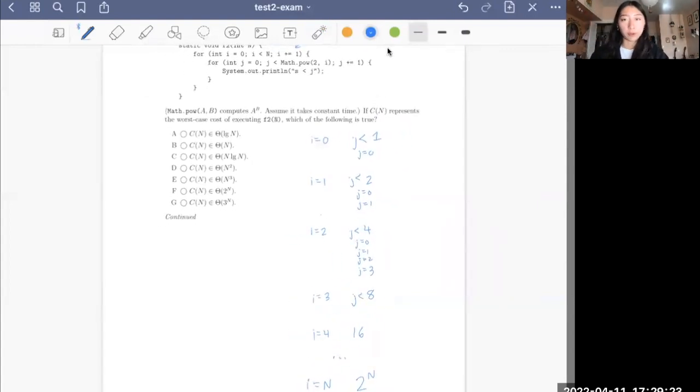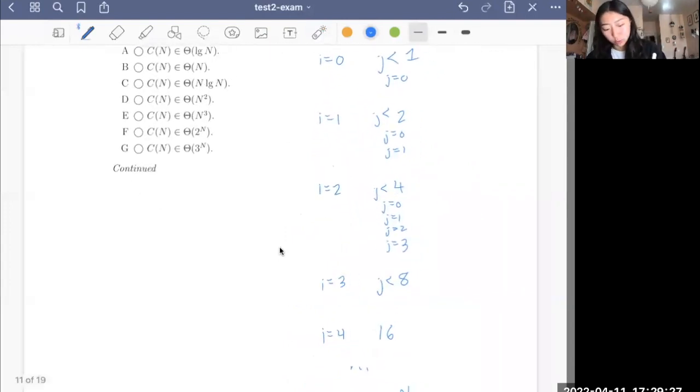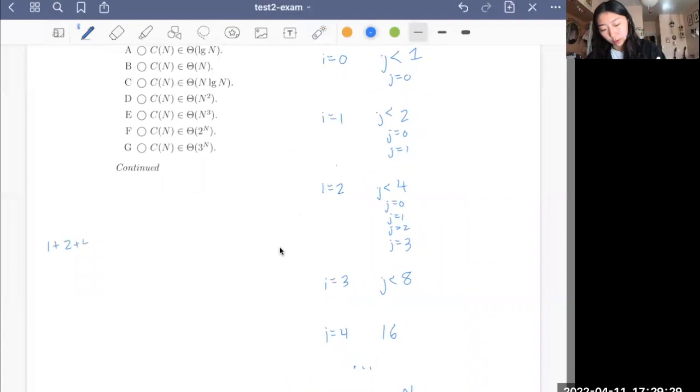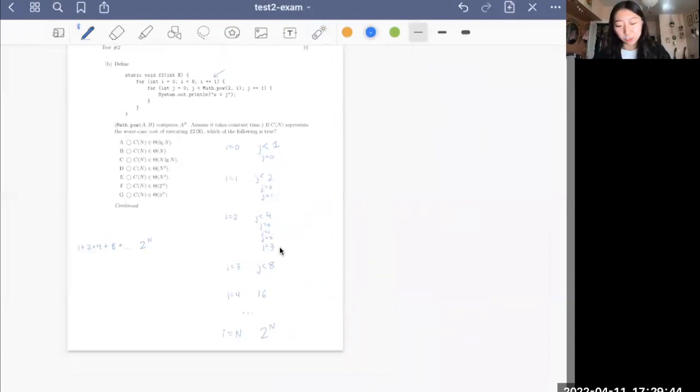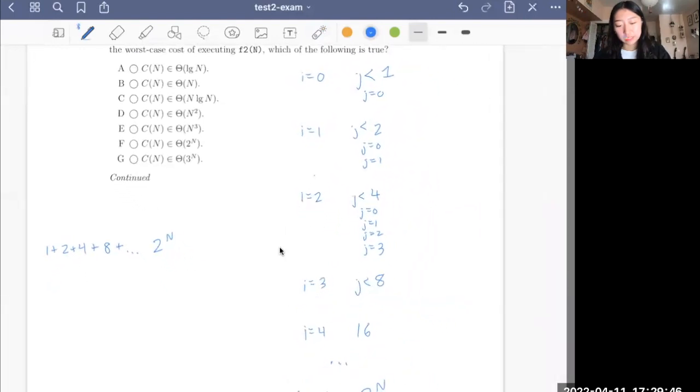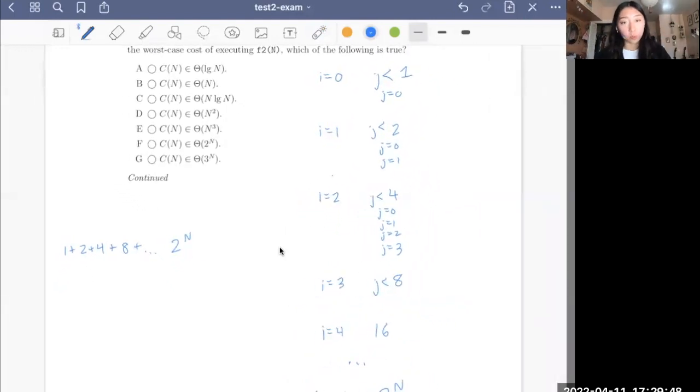And so now the question is, what does this all sum up to, right? What does 1 plus 2 plus 4 plus 8 plus, and then 2 to the n add up to? And so you may recall, this is one of our sums that we've grown to love in this class, which says that in a geometric sum like this, the sum of all the work is just going to be this last term, 2 to the n.